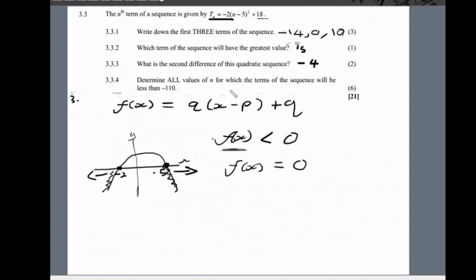So the same will apply here. To get the values of n for which this function will be less than negative 110, we'll first have to get the values of n where that function is equal to negative 110, right?